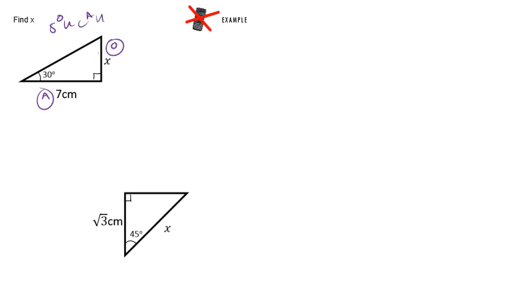And we know from SOHCAHTOA, for this we need to use tangent. So the opposite, x, is going to be equal to the tangent of 30 degrees multiplied by 7. So now the challenge is, can you remember what tan 30 is?